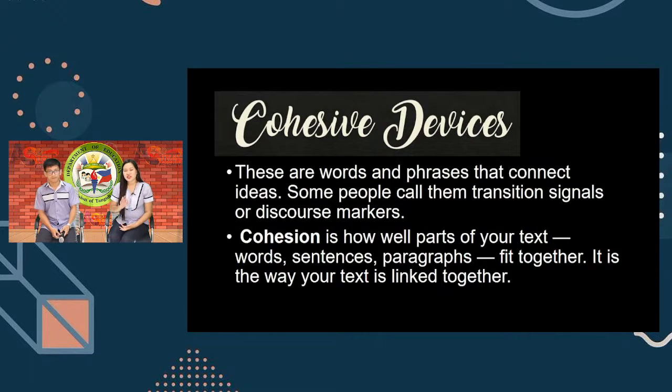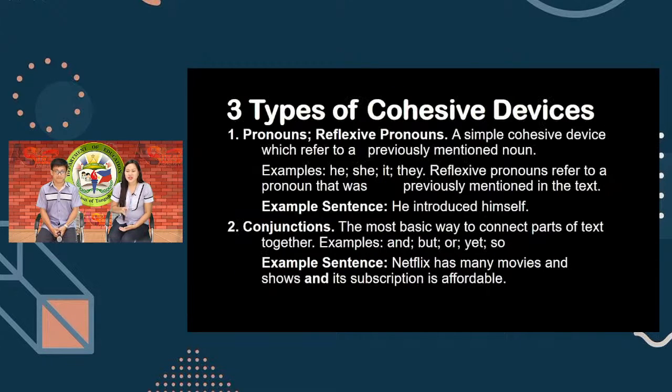There are actually 3 types of cohesive devices. The first one is through the use of pronouns, especially the reflexive pronoun. A reflexive pronoun is a simple cohesive device which refers to the previously mentioned noun. Pronouns could be he, she, it, they, and the reflexive pronouns refer back to the pronoun previously mentioned in the text. For example, he introduced himself. The word himself is our reflexive pronoun because it goes back to our subject, which is he.